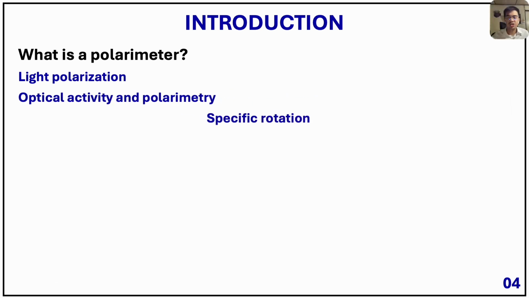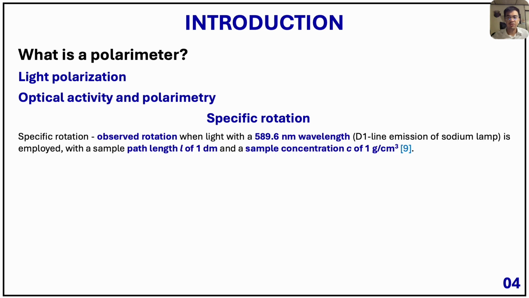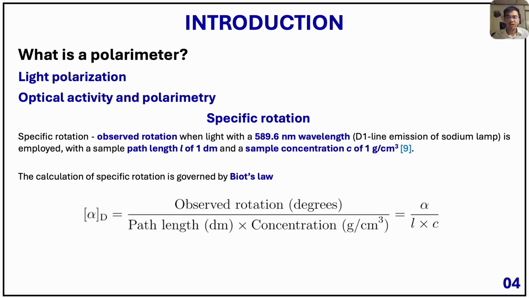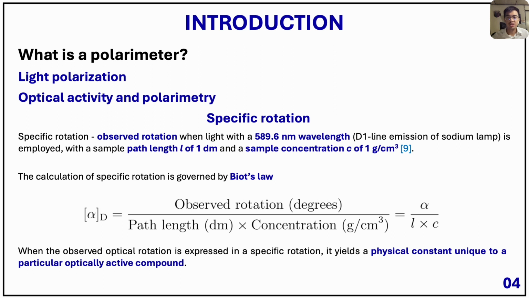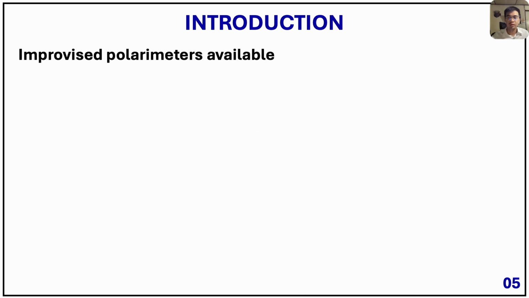This optical rotation is usually expressed in the standard way called specific rotation, denoted by square bracketed alpha. Specific rotation is defined as the observed rotation when light with a 589.6 nanometer wavelength is employed with a sample path length of 1 decimeter and a sample concentration of 1 gram per cubic centimeter. The calculation of a specific rotation is governed by Biot's law, which is simply the observed rotation over the product of path length and concentration. When the observed rotation is expressed in this way, it yields a physical constant unique to a particular optically active compound. Breton 2015 mentioned in his study that undergraduate students struggle to understand this concept.